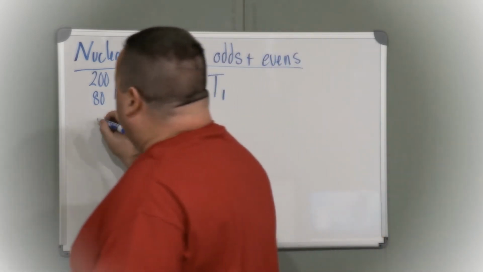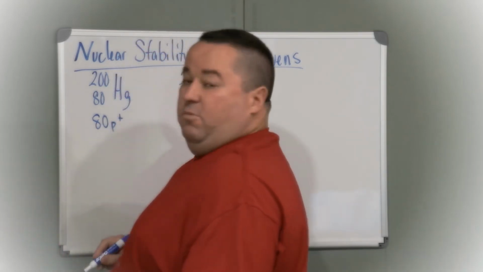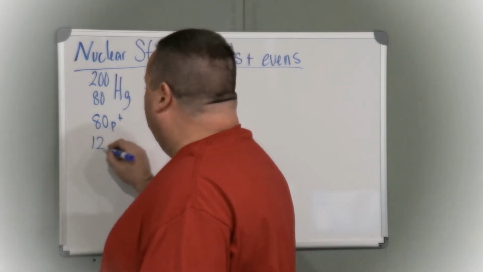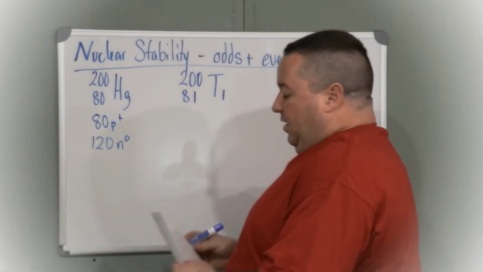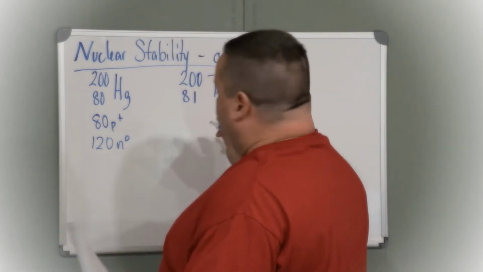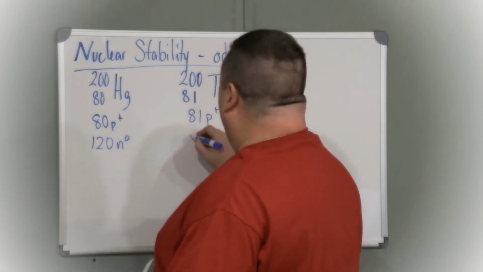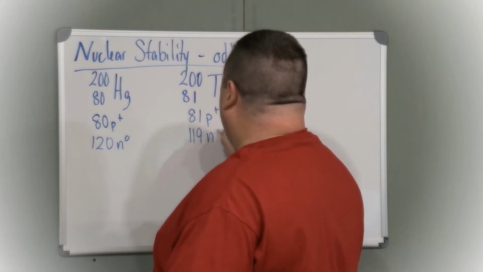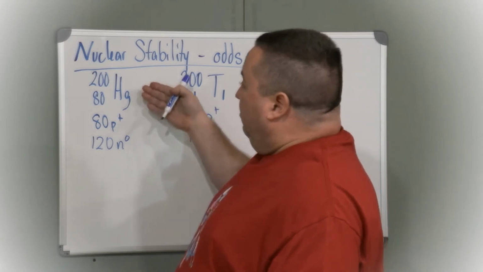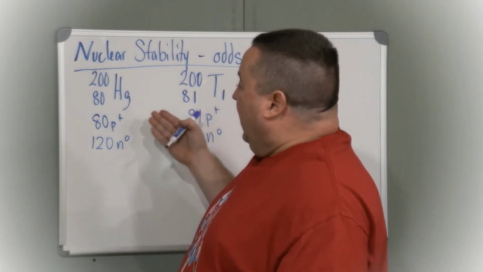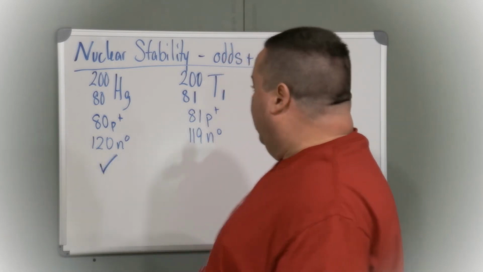If we have 80 protons here, the mass number minus the atomic number tells me we have 120 neutrons. In the thallium-200, we have 81 protons and 119 neutrons. So right away I see a big difference. The mercury-200 has an even number of protons and neutrons and therefore is favored.